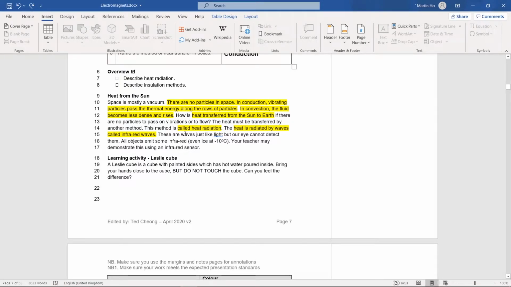This method is called heat radiation. The heat is radiated by waves called infrared waves. These are waves just like light, but our eye cannot detect them. All objects emit some infrared, even ice.